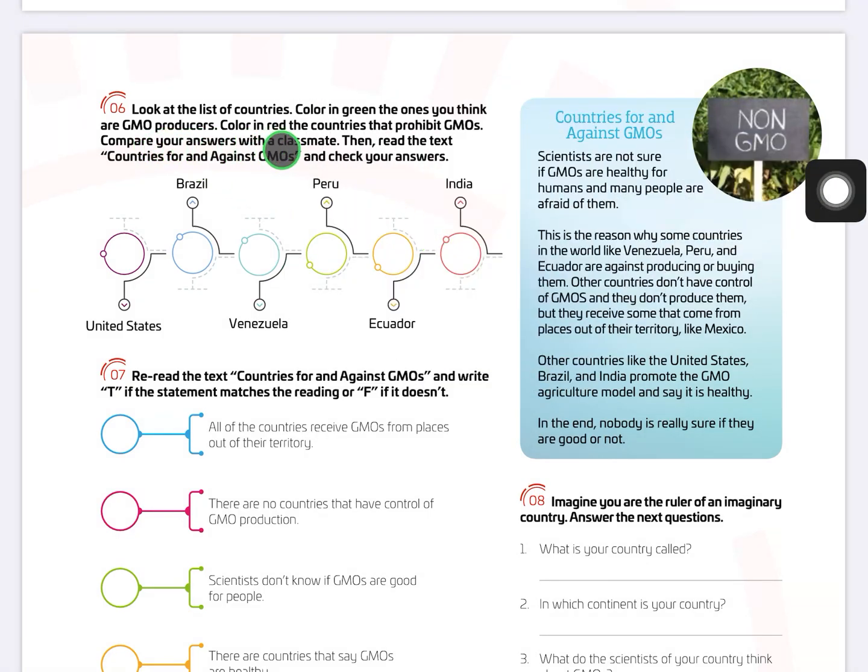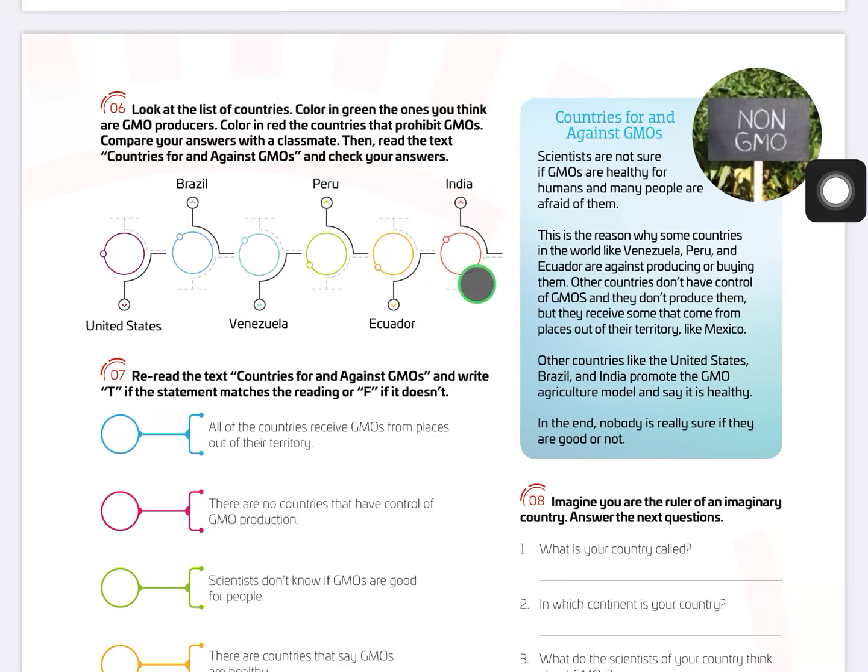look at the list of countries and color in green the ones you think are GMO producers, and color in red the countries that prohibit GMOs. Compare your answers with your classmates, then read the text countries for and against GMOs and check your answers. So here you are going to find 1, 2, 3, 4, 5, and 6 countries.